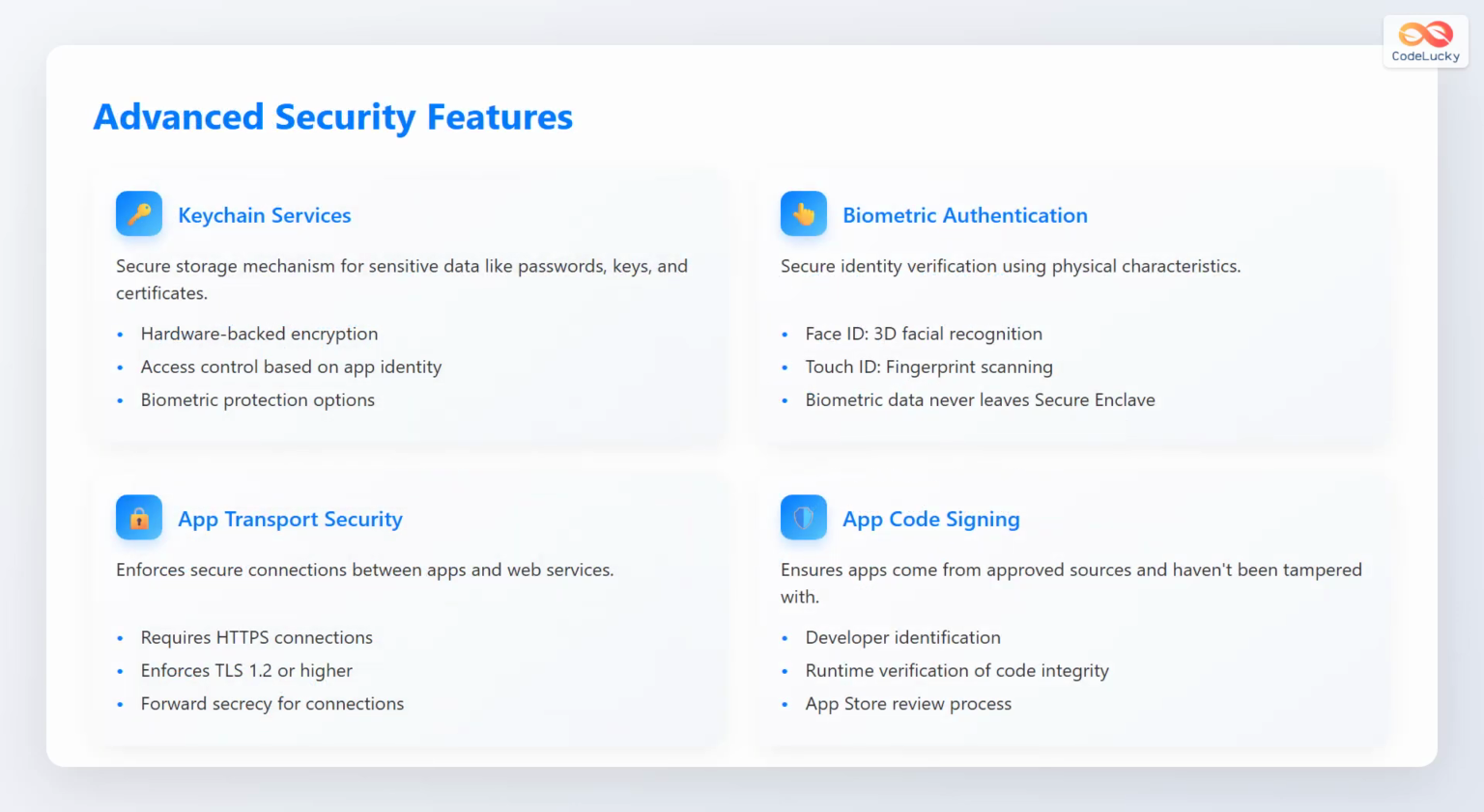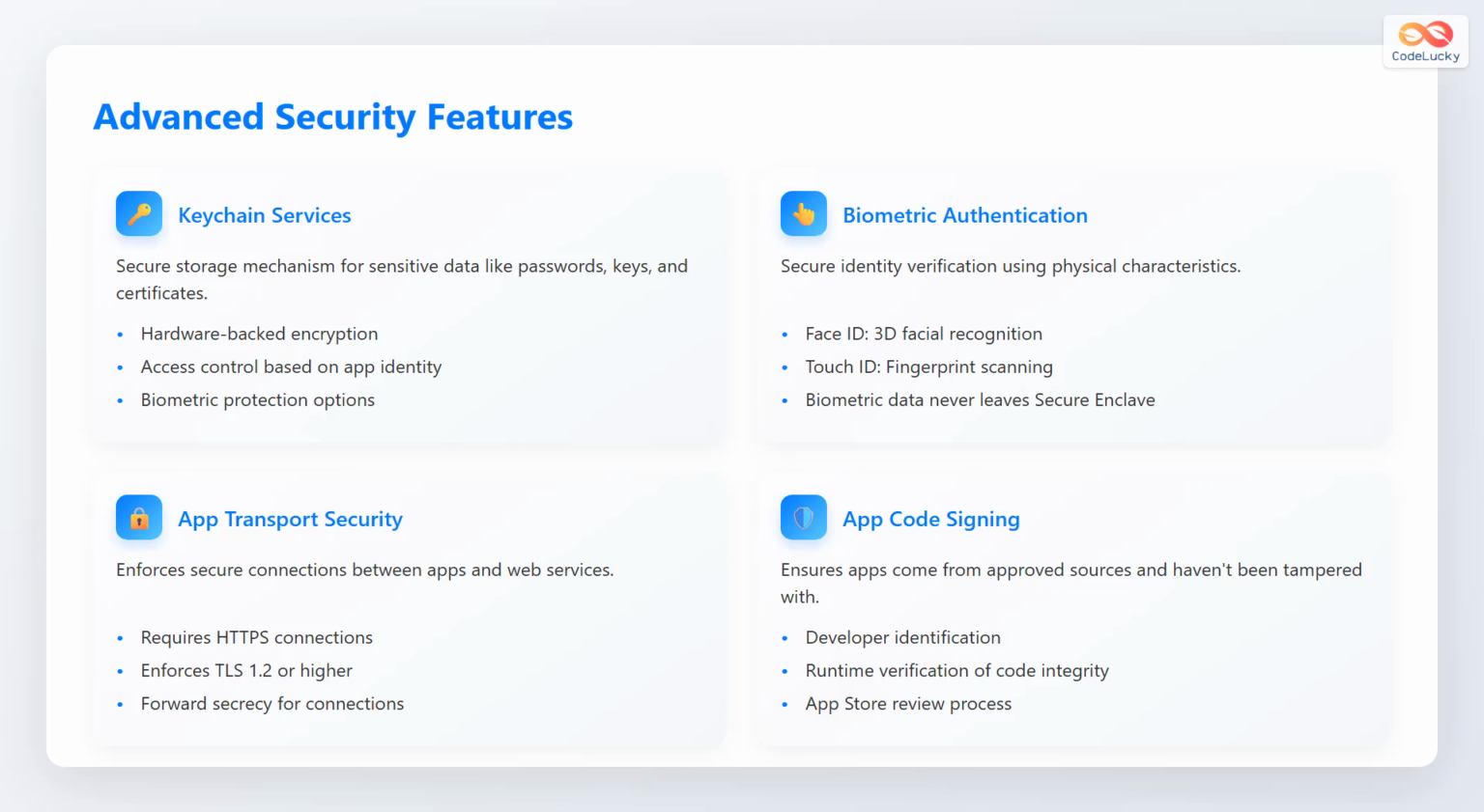iOS incorporates several advanced security features. Keychain services provide a secure storage mechanism for sensitive data like passwords, keys, and certificates, offering hardware-backed encryption, access control based on app identity, and biometric protection options. Biometric authentication enables secure identity verification using physical characteristics such as face identification, which uses 3D facial recognition, and touch identification, which uses fingerprint scanning. Biometric data never leaves the Secure Enclave.